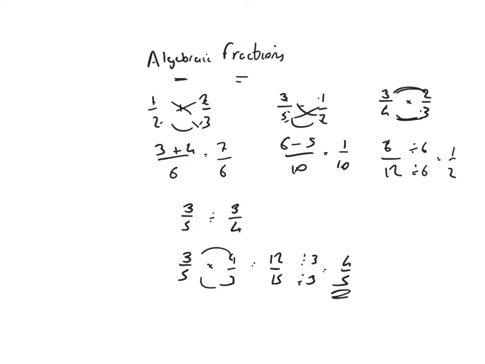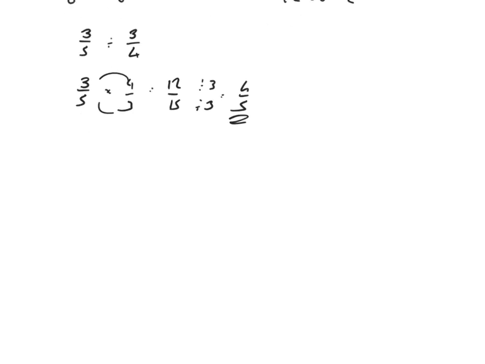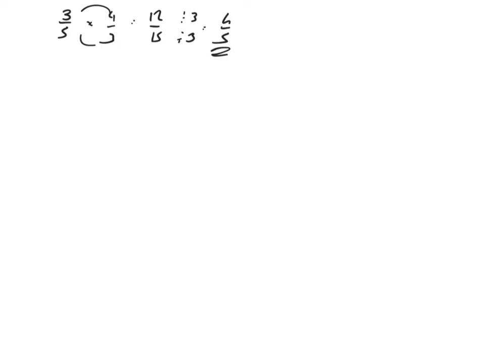Okay, so for algebraic fractions we're going to follow a lot of those rules as well, but apply them with letters and numbers. And let's look at example 1. Okay, example 1, we've got p over 6 plus 2p over 3.